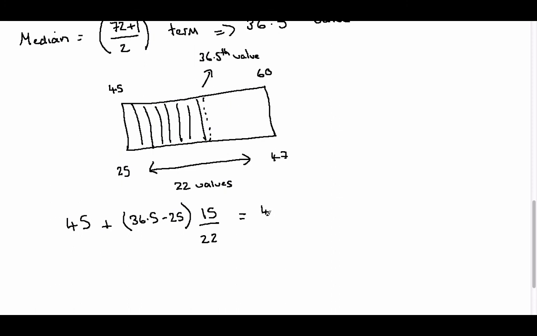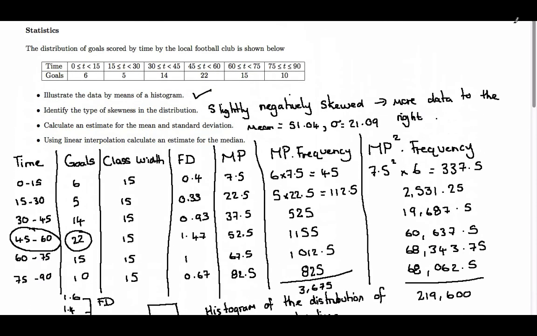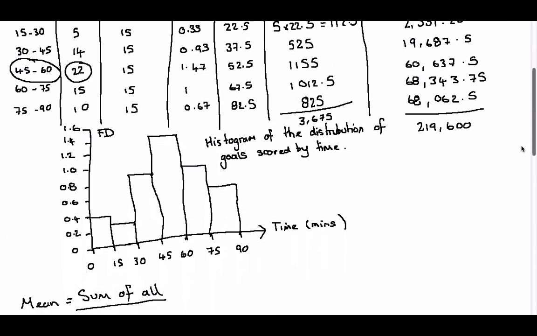So that gives me 45 plus 172.5 over 22, which is 52.84. So I say that the median is 52.84. So I've drawn my histogram, I've identified the skewness, I've calculated the mean and standard deviation, and I've used linear interpolation to estimate the median.